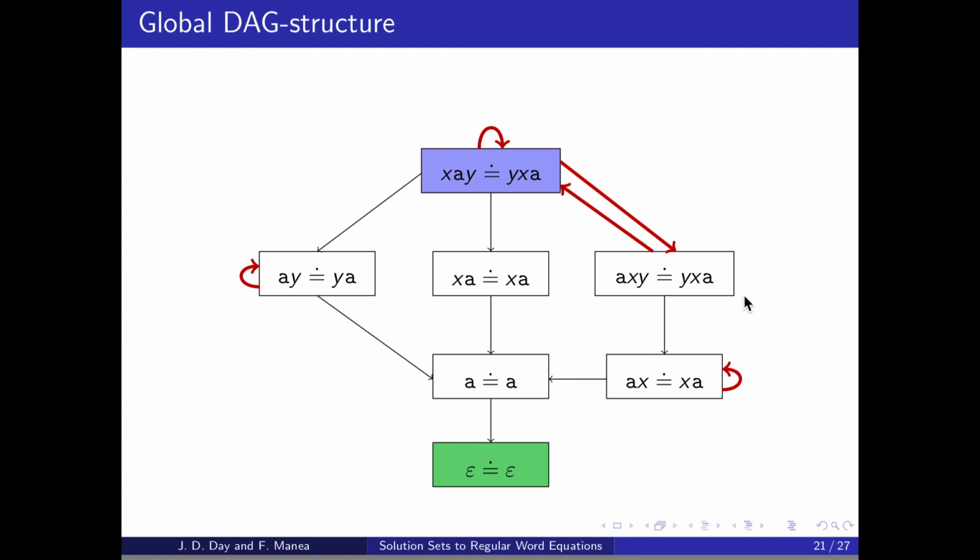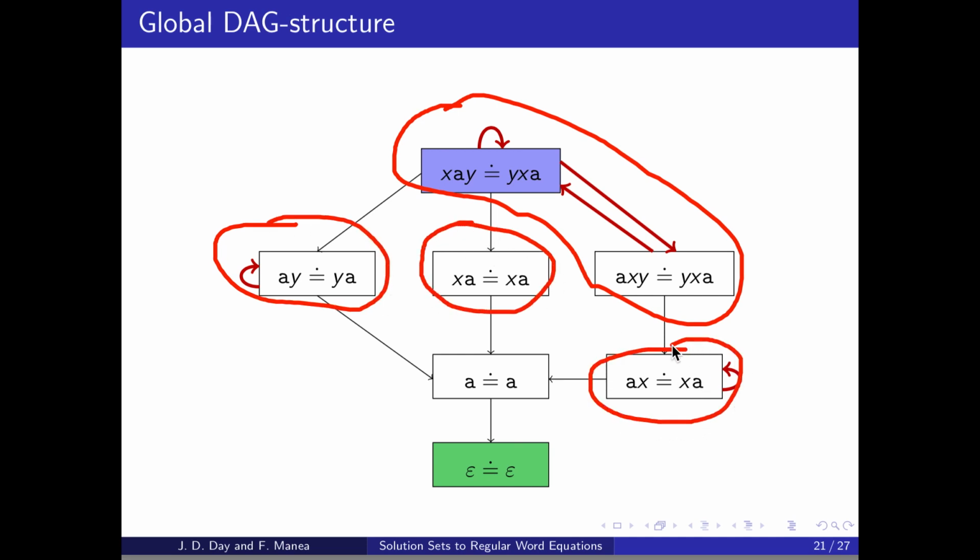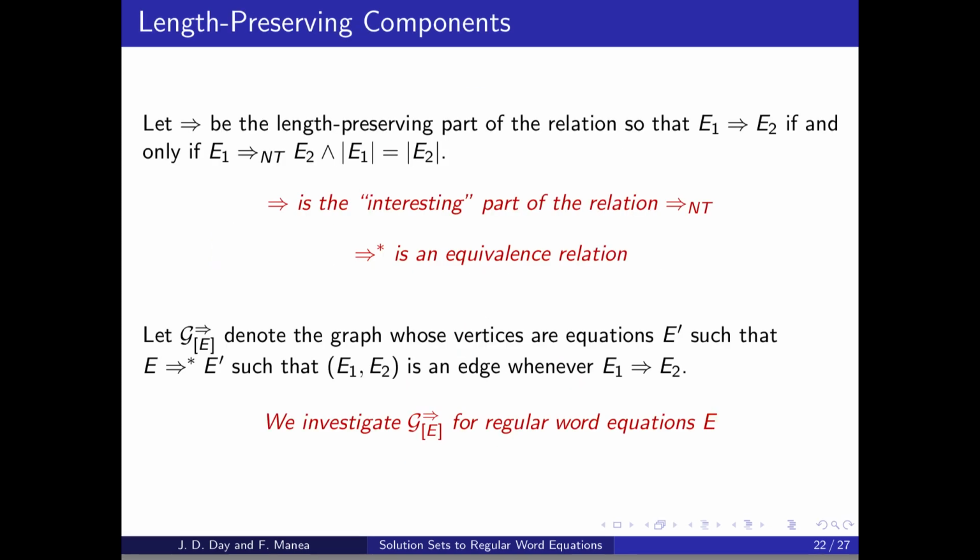So for example, with this graph that we've already seen for the equation xay equals yxa, I've highlighted the length preserving transformations in red, and so the length preserving components will be these ones that I'm circling now. And hopefully it's not too difficult to see why these individual components might be as large and complex as necessary, but that they're arranged in a relatively straightforward DAG structure. So it's this length preserving part of the transformation that we're going to be interested in, because the rest of the structure follows in a relatively straightforward way.